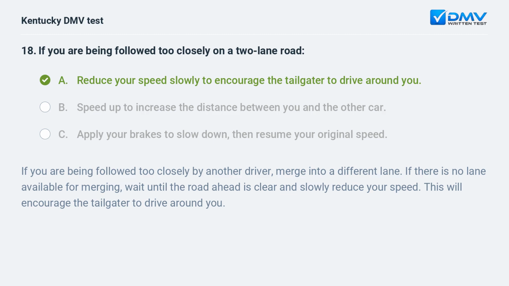If you are being followed too closely by another driver, merge into a different lane. If there is no lane available for merging, wait until the road ahead is clear and slowly reduce your speed. This will encourage the tailgater to drive around you.